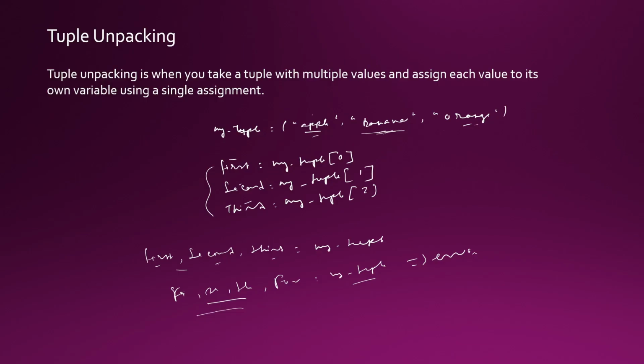So in Python, you don't have to extract tuple values one by one using indexes. You can use tuple unpacking to assign all the values to variables in a single statement. Just write variable names separated by commas on the left, and on the right side put your tuple name. Automatically Python will match them with each element in the tuple.